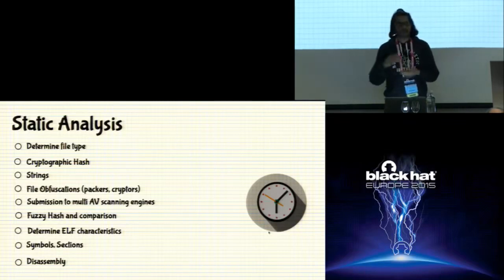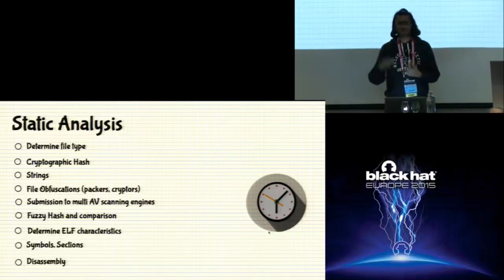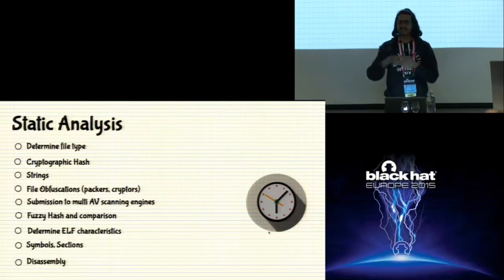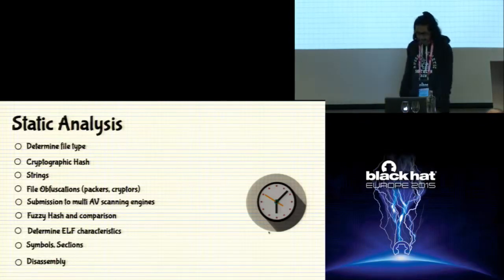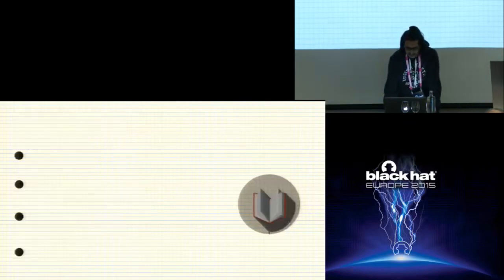And sections can tell you if there is any discrepancy in the ELF file. So for example, if you use packers like UPX, it will remove the section header completely. So by looking at the sections, if you don't see any sections in an ELF file, it's suspicious. Okay, and also you might want to disassemble the sample to understand the capabilities of the malware.